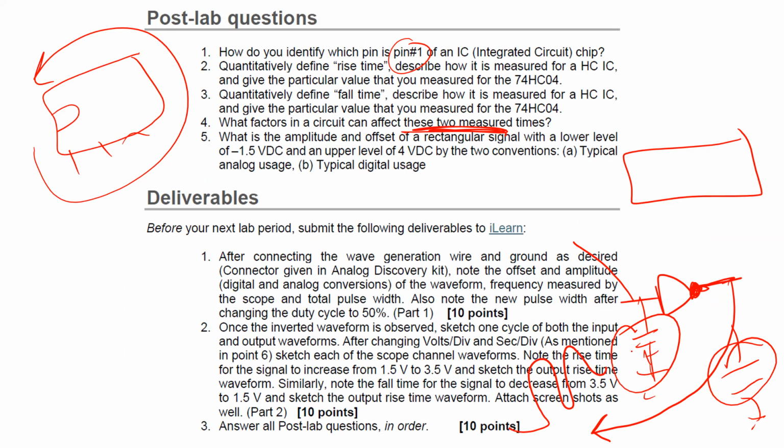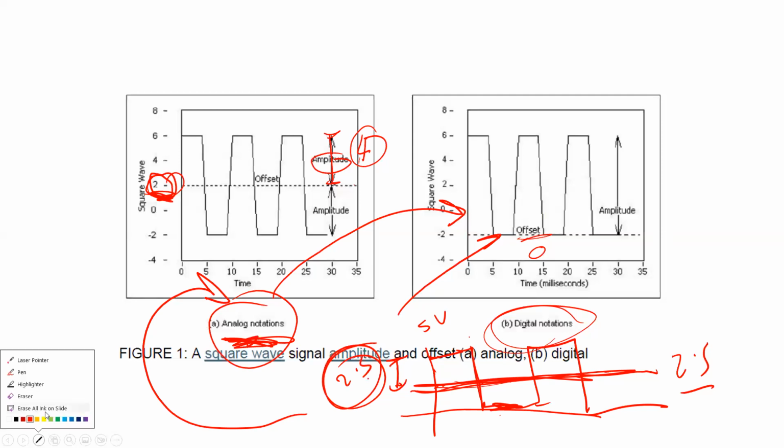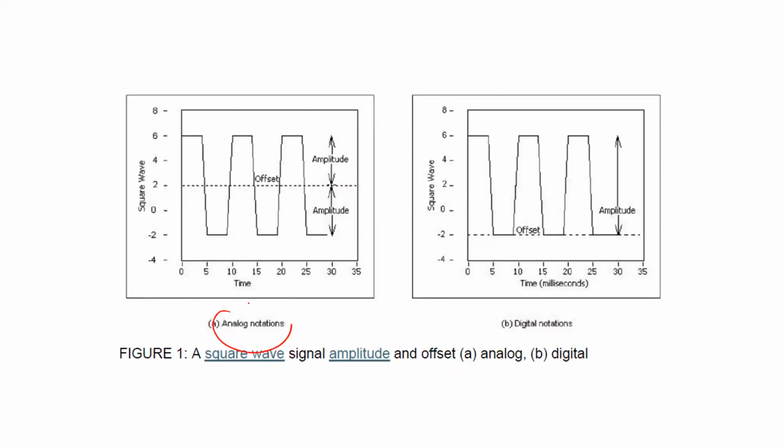Anyway. So the last one here, what is the amplitude and offset? So here I just give you a question. If I select the amplitude and offset of a rectangular signal with this one and ask you to draw it using the analog and digital notation. So I don't want to be confused, but yeah, in case you use the analog notation, offset means this is the value in the middle here. Amplitude means what is up and what is down.